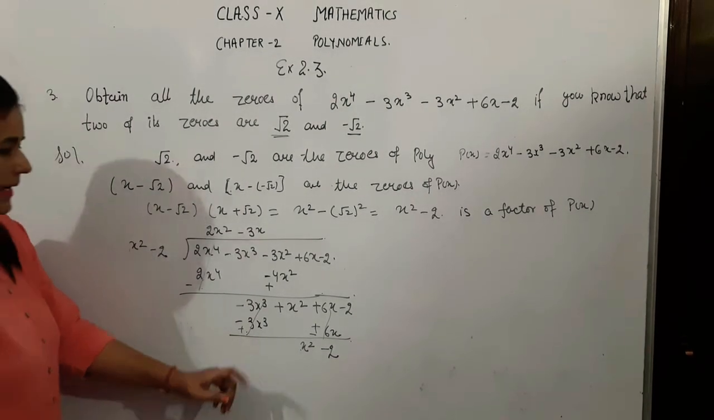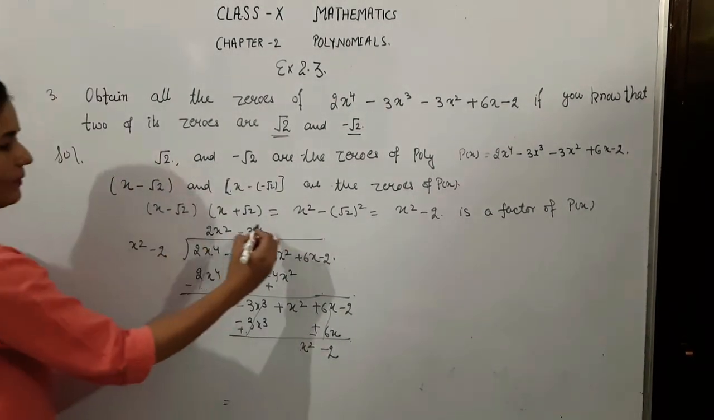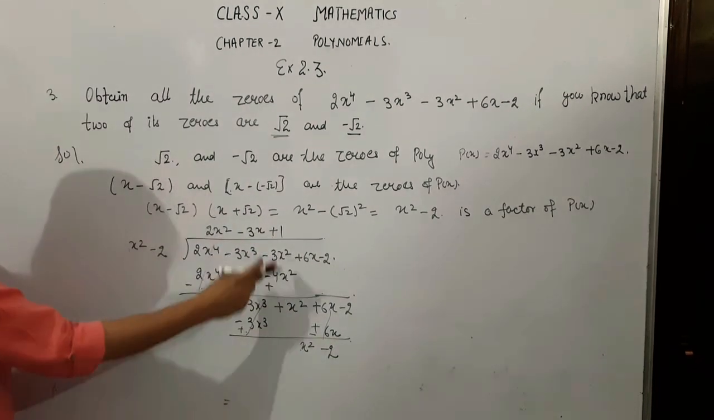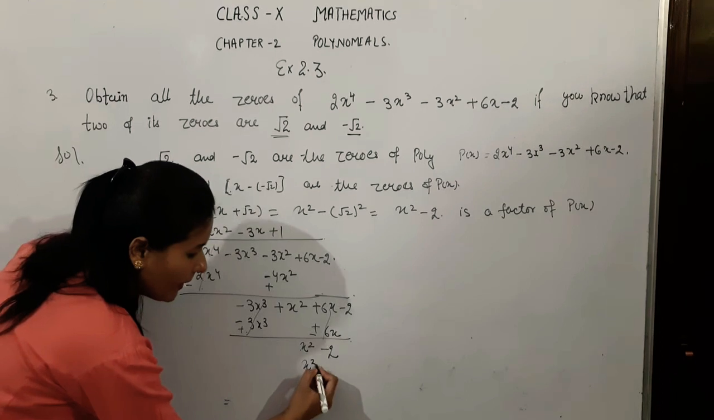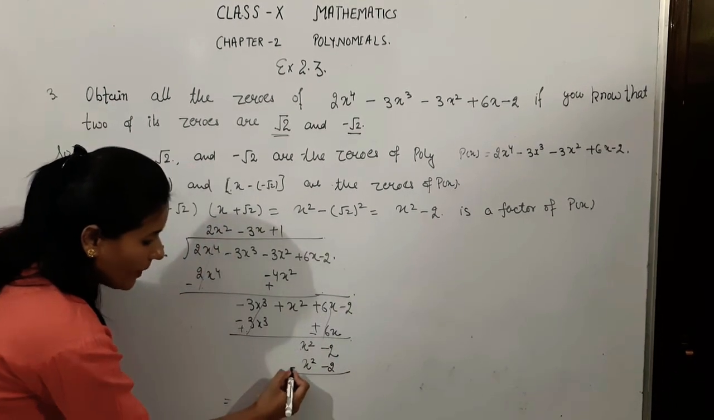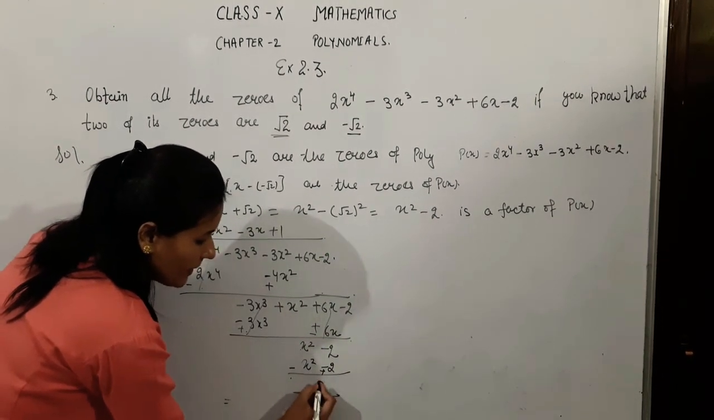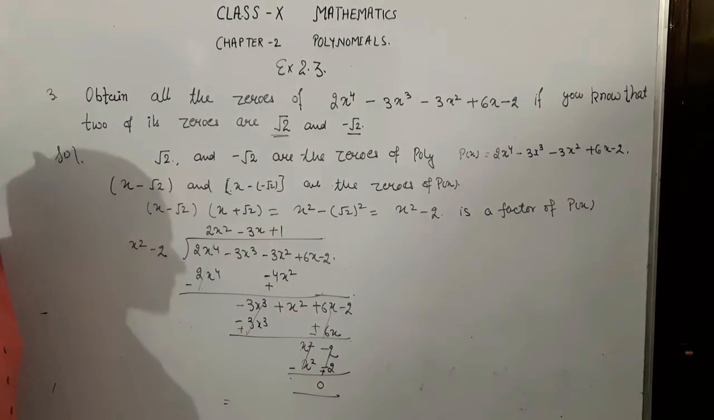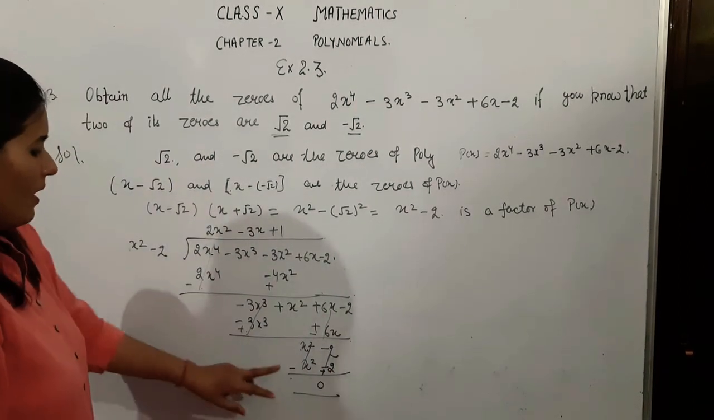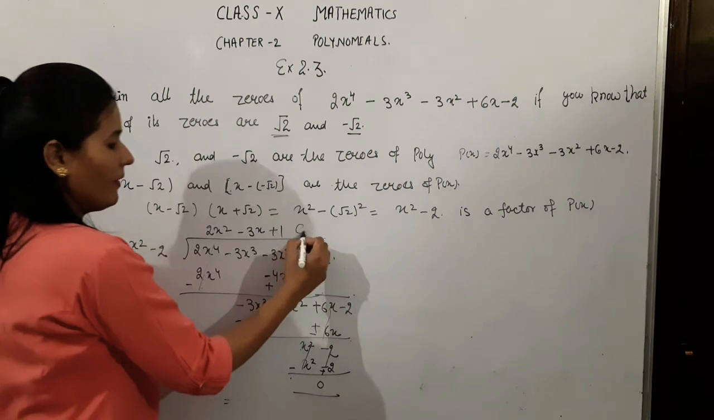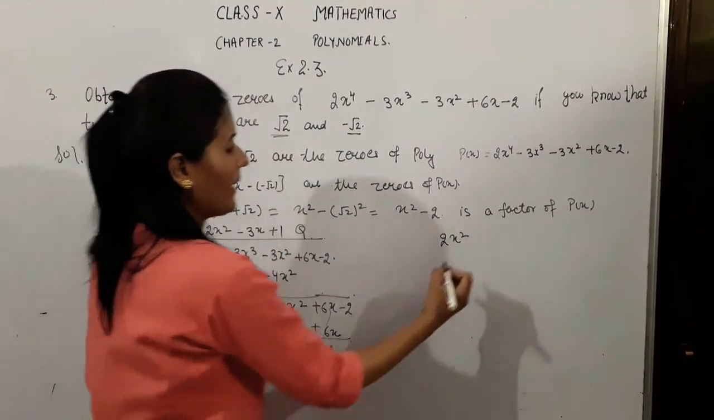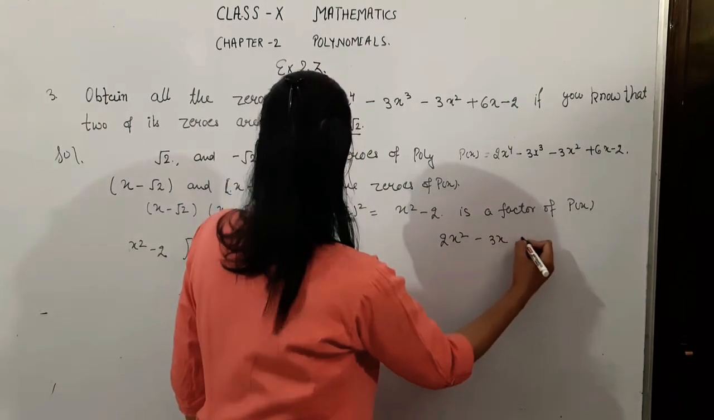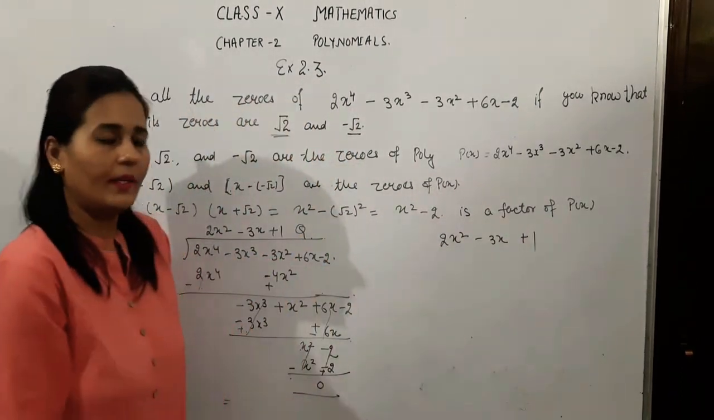Now we will divide it by 1. Same now, x square minus 2. So we just need to multiply by 1 to get the same number. The remainder becomes 0 as both the numbers are cancelled. Quotient we are getting 2x square minus 3x plus 1.